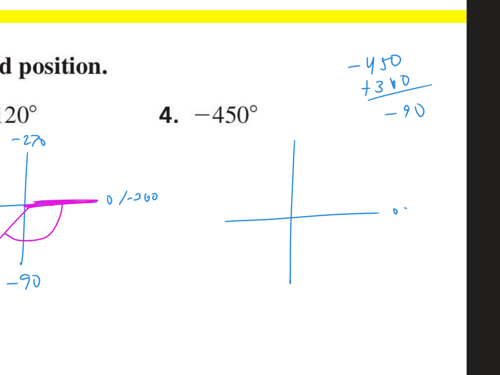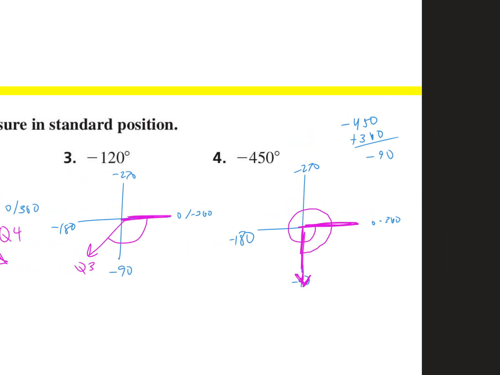So I'm at 0, negative 360, negative 90, negative 180, negative 270. So I have to go, starting here, and I go one whole circle around, downwards, right? And then I end up where? Where do I stop? Right on the 90. You don't get those a lot, but that's what that looks like. It's called a quadrantal angle. It's not in a quadrant. It's on a quadrant line.